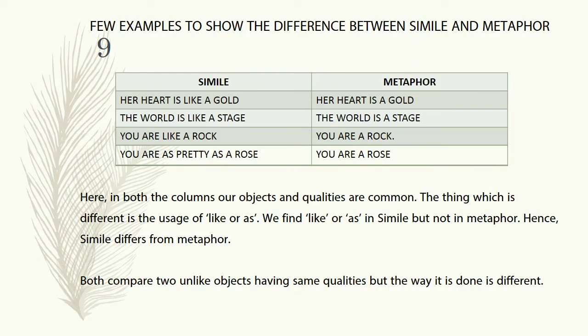Here in both the columns, objects and qualities are common. The thing which is different is the usage of like or as. We find like or as in simile, but not in metaphor. Hence, simile differs from metaphor. Both compare two unlike objects having same qualities, but the way it is done is different.